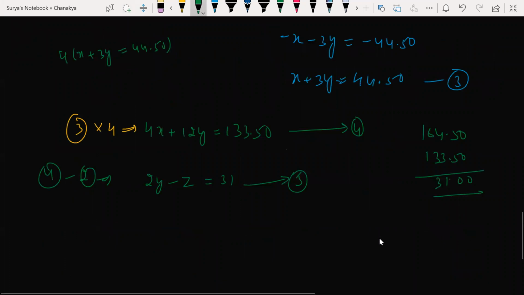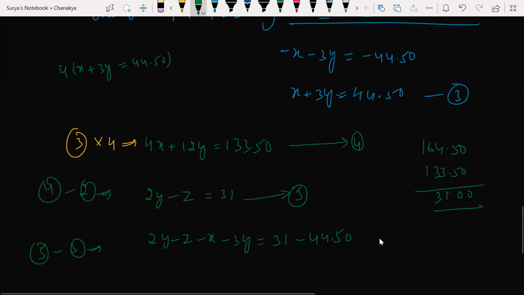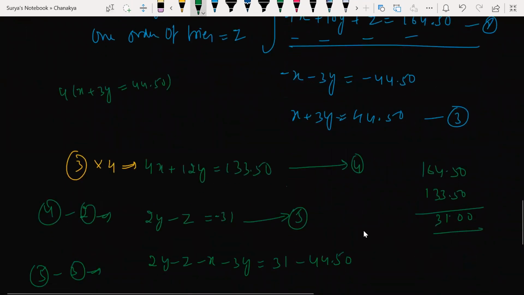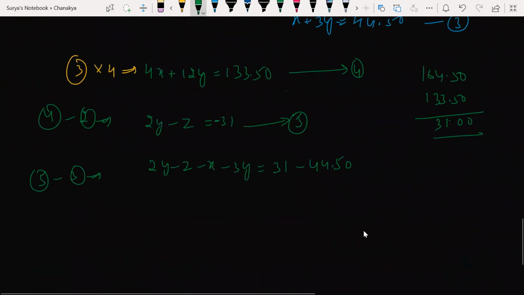Let's do one thing, or else let's do 5 minus 3. 5 minus 3, what are you going to get? X plus 3y. So 2y minus z minus x minus 3y. So 31, isn't it, minus 31? Isn't it minus 31? 4 minus 2, right? Yes. It should be minus 31, beta. So minus 31 here. Correct.